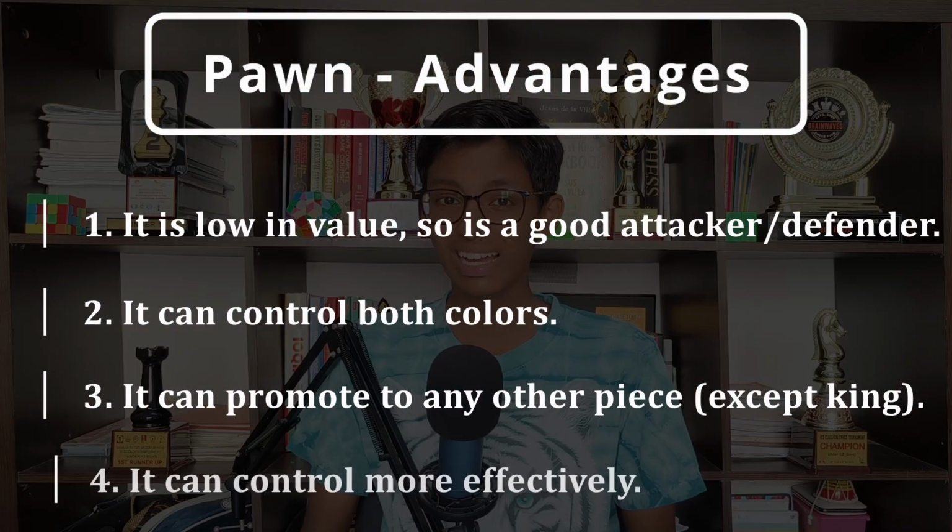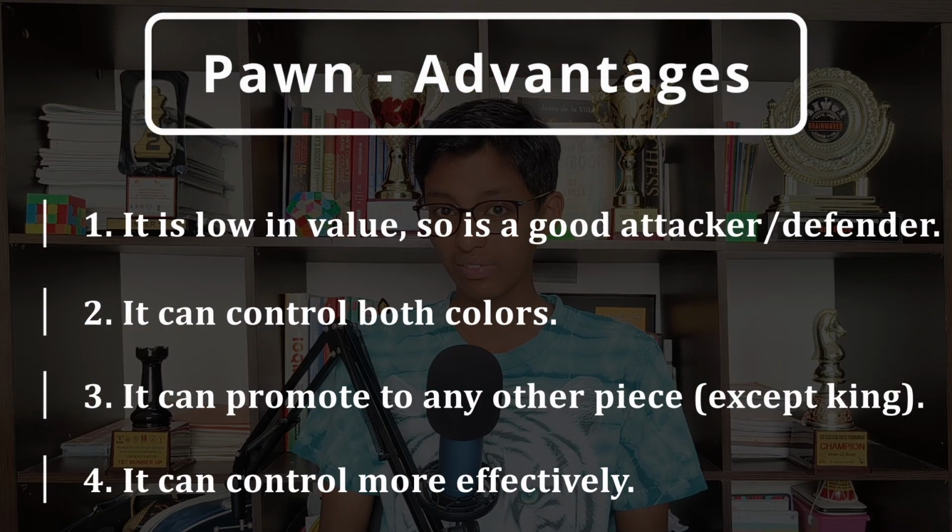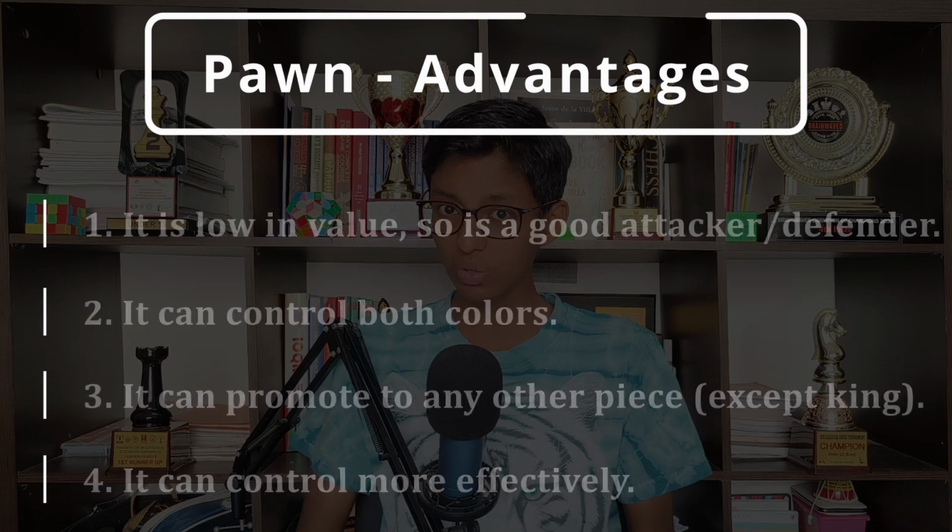And finally, it can control more effectively than other pieces. So if you want to control the center, control it with pawns because you cannot argue against their control. If a knight is controlling one square, then the opponent knight can come and fight back for that square. But if a pawn is controlling a certain square, then only an enemy pawn can fight to gain control of that square.